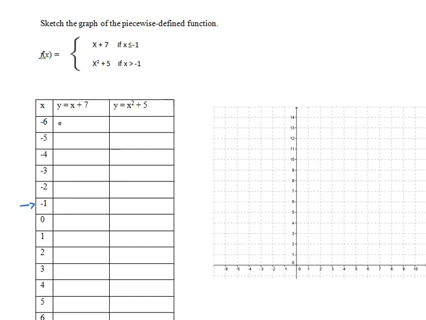So negative 6 plus 7 gives 1. Negative 5 plus 7 gives 2. We see that we have a rate of change here of 1 unit in y for every unit in x, because the slope of this line is 1. It actually is going to be a straight line.